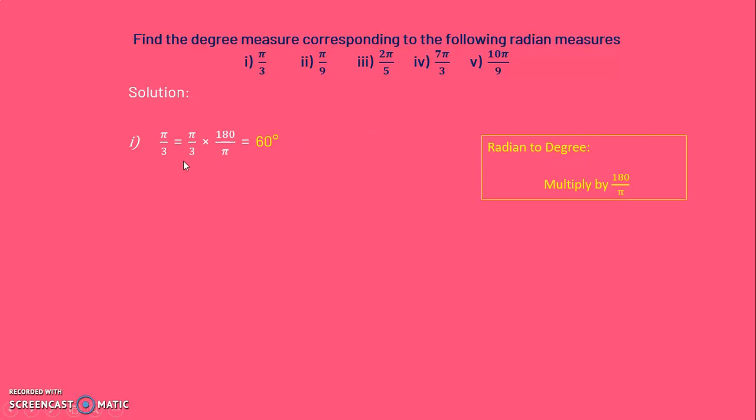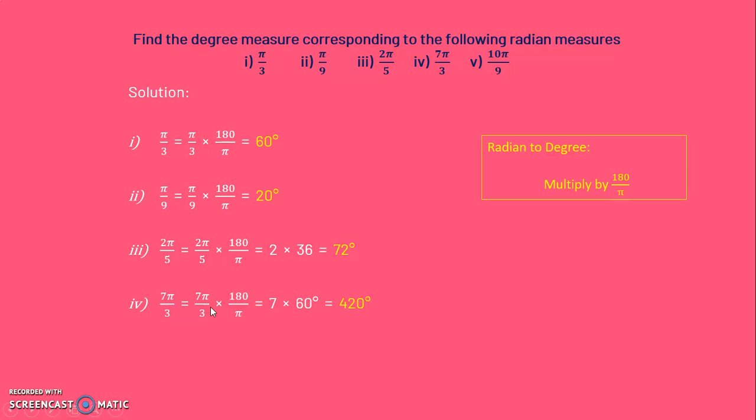If we multiply pi by 3 into 180 by pi, the pi and pi get cancelled, so 3 and 180 will be cancelled with the table of 3, and the answer will be 60 degree. And pi by 9 into 180 by pi: pi and pi get cancelled, and 9 and 180 will be cancelled with the table of 9, so the answer will be 20 degree. And 2 pi by 5 into 180 by pi: pi and pi get cancelled, and 5 and 180 are cancelled with the table of 5, and the answer will be 2 into 36, which is equal to 72 degrees.